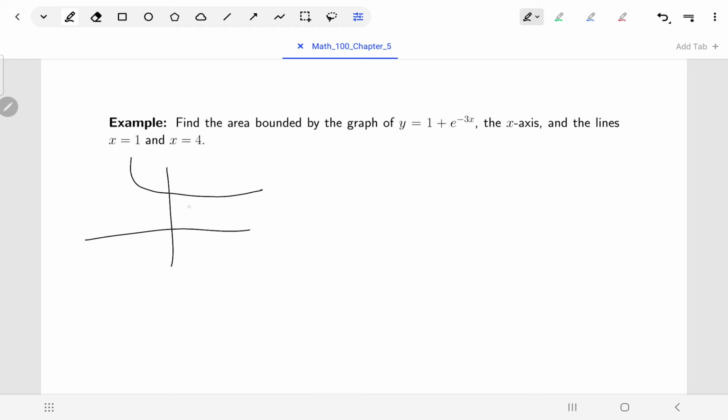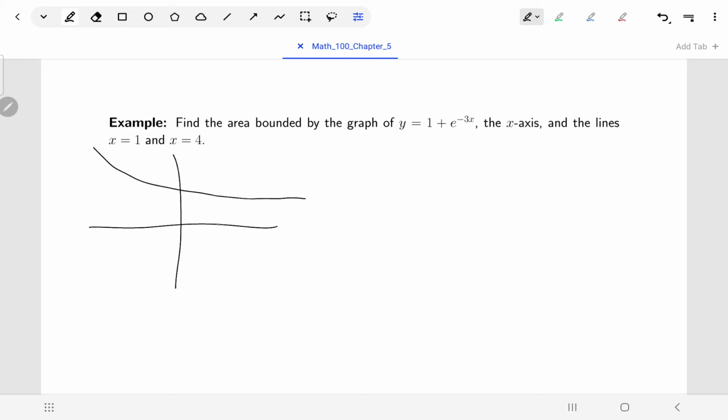Either way, we're above the x-axis. So no matter what, I can be confident for my function that it's going to be above the x-axis. And we're looking at bounded by this curve, the x-axis, the lines x equals 1 and x equals 4. So if we're looking at this area, that is just a definite integral. Our area will be the definite integral from 1 to 4 of 1 plus e to the minus 3x.